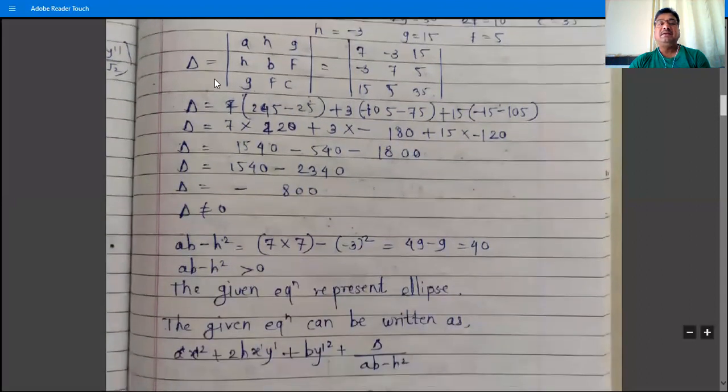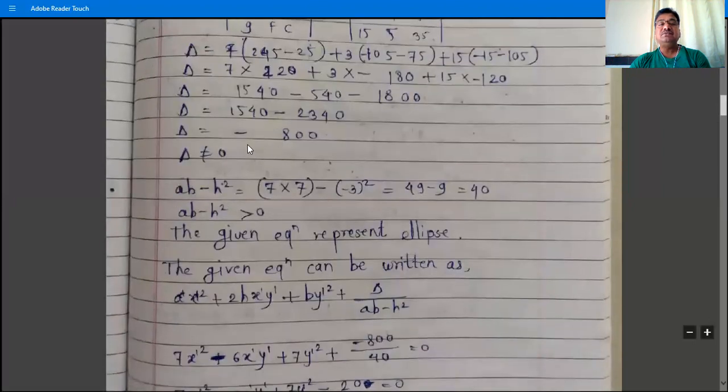Okay. Then find delta as the determinant of the matrix a h g, h b f, g f c. So write the values of all these and find the determinant, that is 7 into (35 into 7 is 245 minus 5 into 5, 25), and all these calculations. Minus h, minus minus 3 becomes plus 3, into (minus 35 into 3 is minus 105, minus 15 into 5 is minus 75), plus g, 15, into (minus 15 minus 15 into 7, 105). Okay. And so after calculation, we have delta is minus 800.